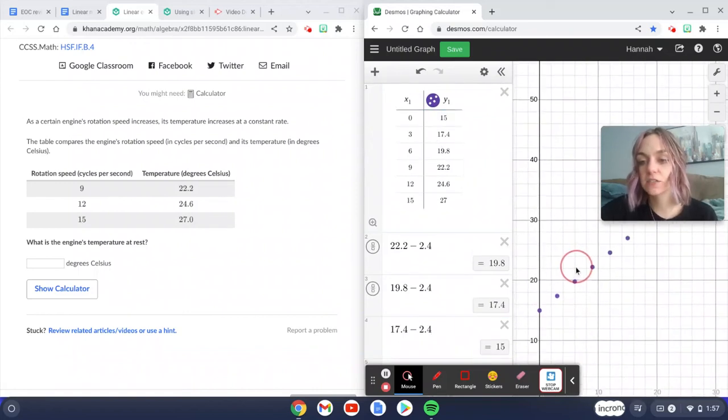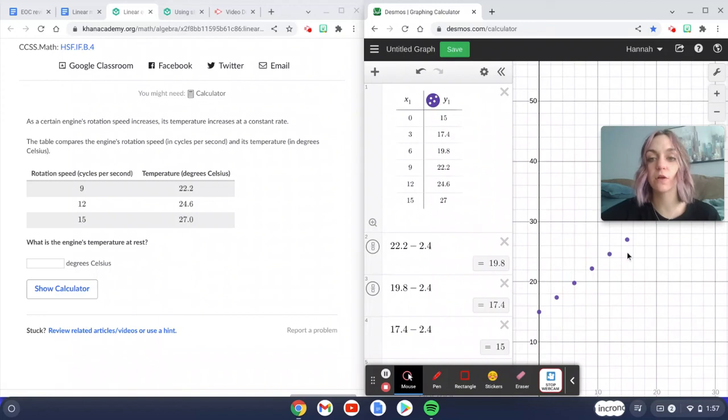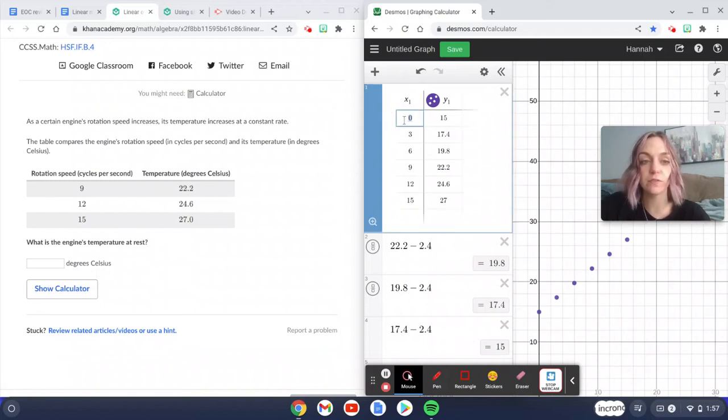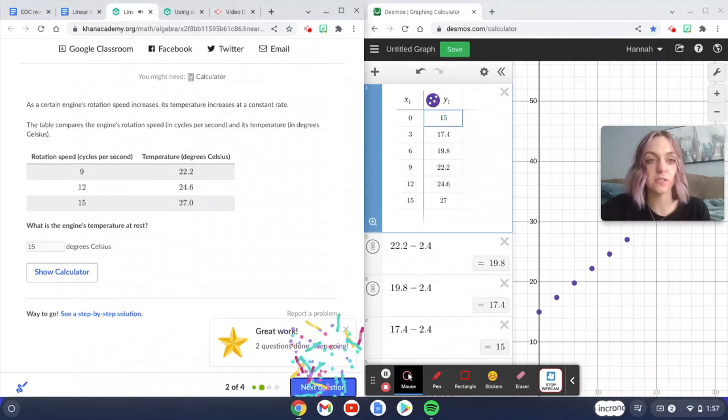And if I look at my dots, this still makes a perfect line, which is what I'm looking for. So my answer for this is going to be 15 degrees Celsius because when x is 0, so 0 for the rotation speed, y is 15, which is my temperature in degrees Celsius.